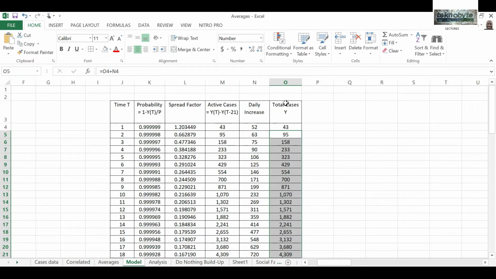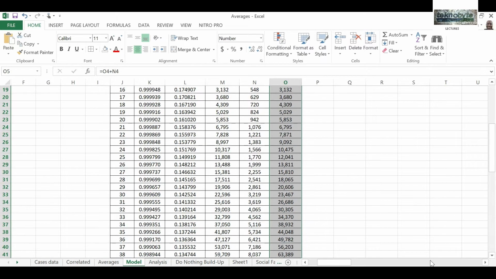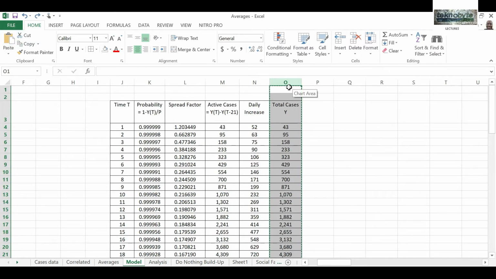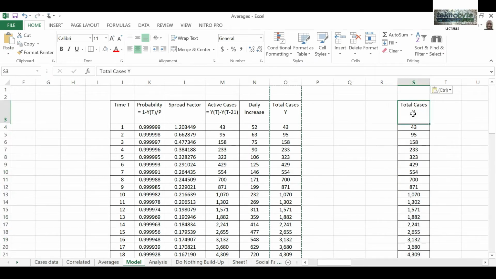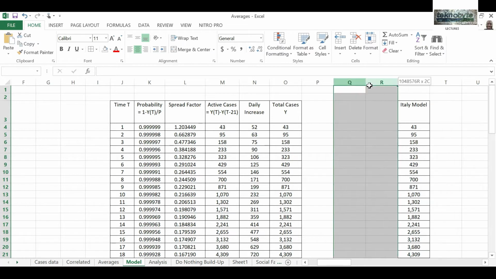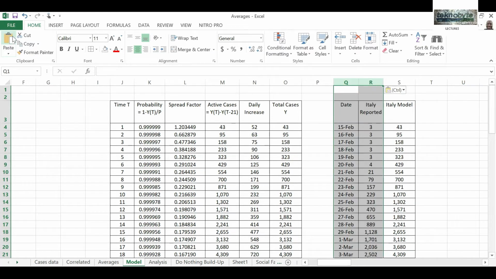So now you can see that we have the total number of cases as predicted by our model. I'm now going to place the predicted data for Italy in this column and call it the Italy model. I'm now going to place the date and the data that was reported alongside this Italy model data. We are now able to see this data from the date, the cases that are reported, and the cases that are predicted by a model. This way, we can plot a graph and be able to compare the trends between the do nothing model and also the number of cases that were reported.